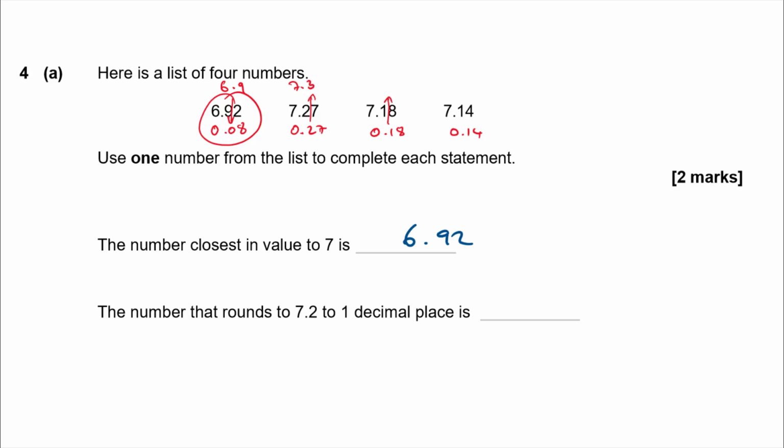This one, I'm going to round that one up. That's 7.2. This one I'd round there, 4 or less, let it rest. It's going to stay at being 7.1. So the one that gives me 7.2 is that one there, isn't it? So that's my answer. 7.18 rounds to 7.2.